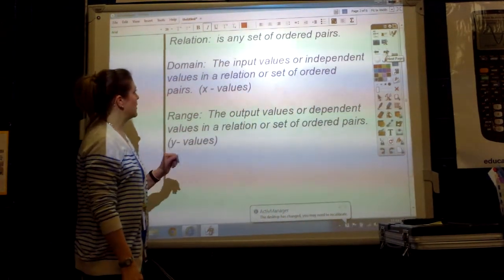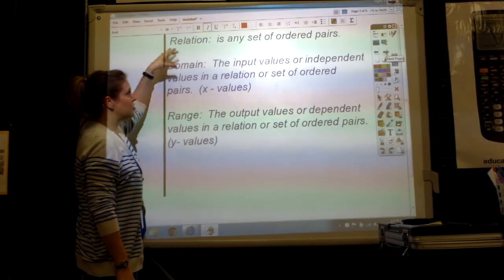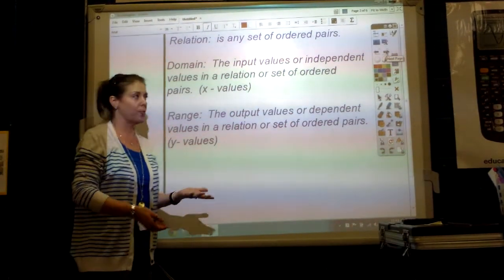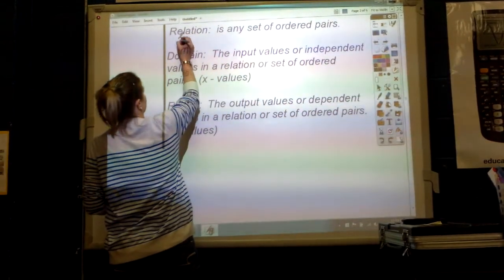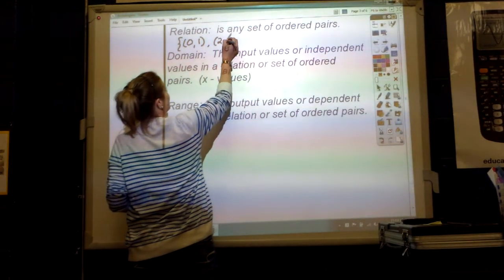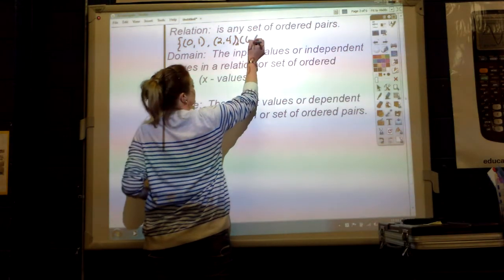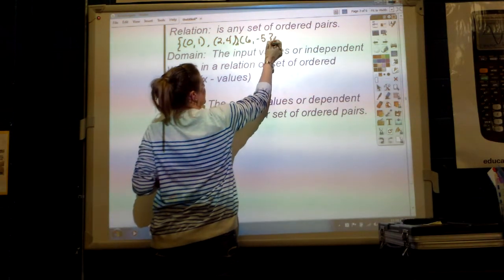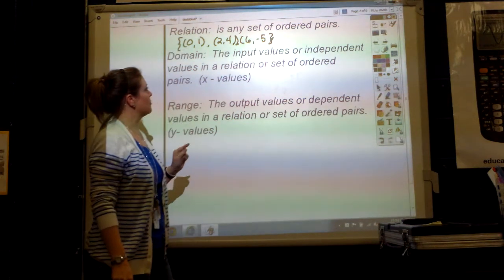Some terms that we want to look at right off the bat are relation, domain, and range. A relation is any set of ordered pairs. So I could give you a set of 3 ordered pairs: (0, 1), (2, 4), and (6, -5). So that is a set of 3 different ordered pairs.